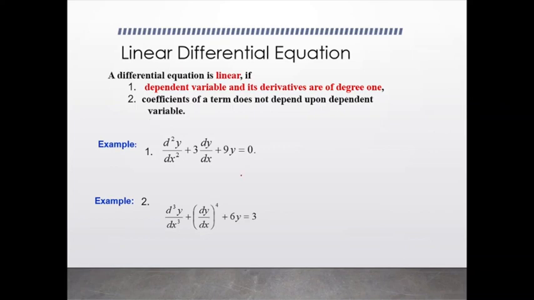So in this case, the dependent variable is y. The coefficients of the derivatives do not depend upon y, the dependent variable. For example, we have d squared y over dx squared plus 2 dy over dx plus 9y is equal to 0.